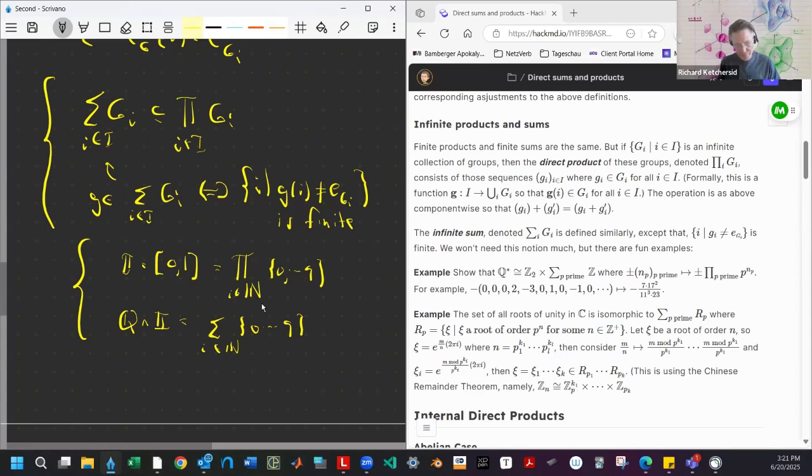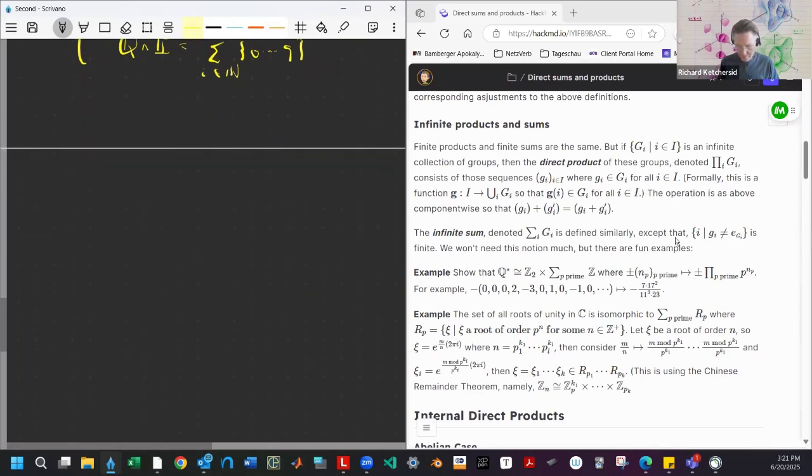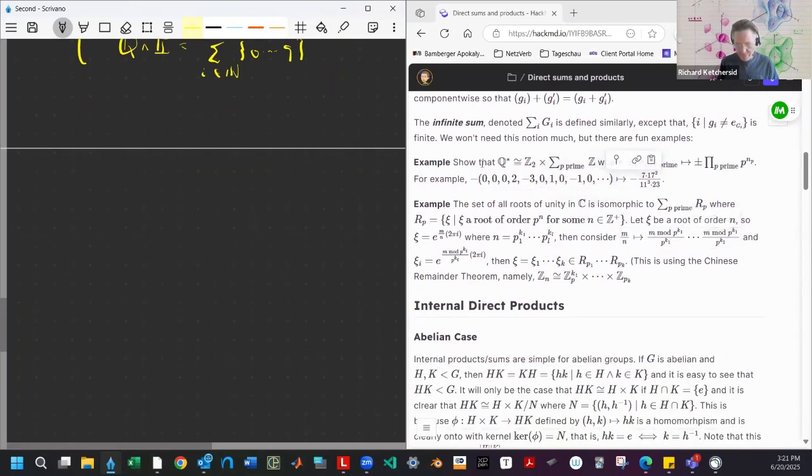So, the sums are kind of like building the rationals. This product is kind of like building the reals or something. So quite different. Anyway, there's a couple of interesting examples here. We can take the multiplicative group of Q without 0, right? And we can identify it with Z2 cross the sum over primes of copies of Z, right? And each entry n_p in this copy, for p a prime, will give us p to the n_p. And now it could be positive or negative, right?